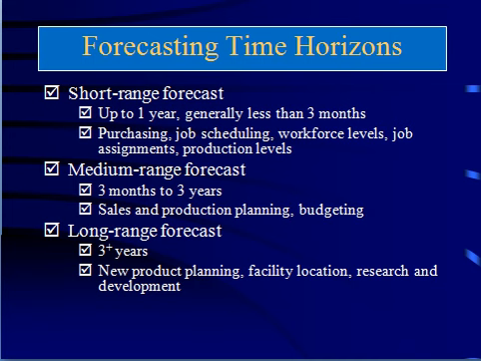Forecasting on the basis of time horizons can be divided into three. First one is short range forecast. So over here, the amount of inventory for next month, amount of product to produce next week, how much raw material delivered next week, or workers schedule next week. Such kind of things where we are talking about generally less than a month is called short term forecasting. And as I explained, this is mainly covering problems of purchasing, job schedulings, workforce level, job assignments, and production levels.